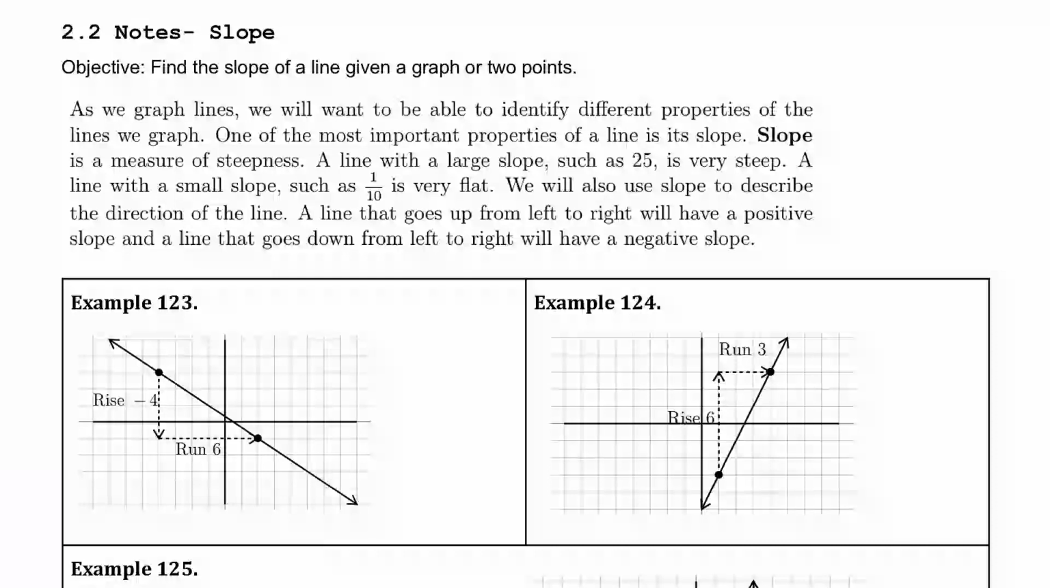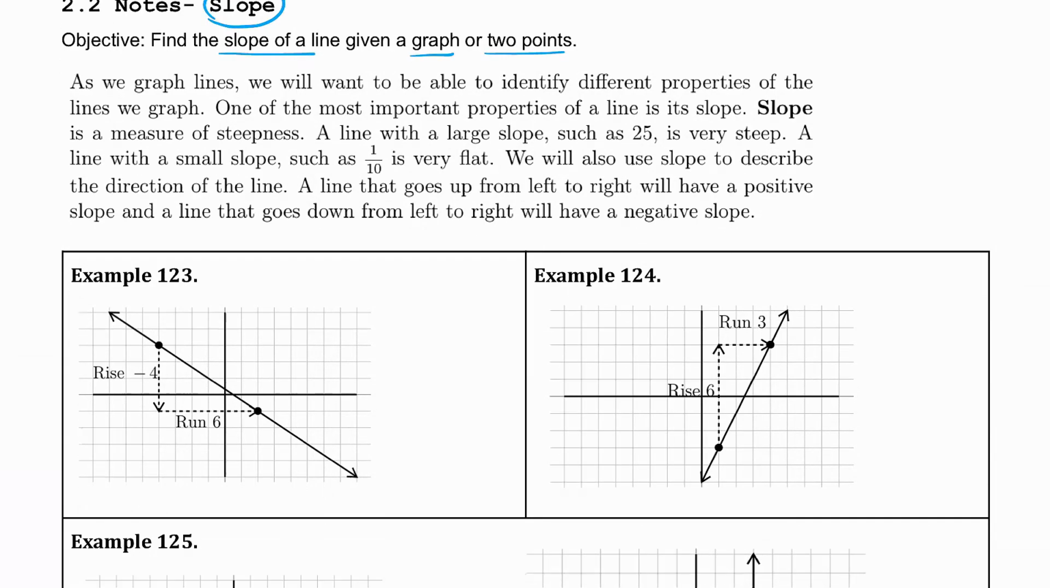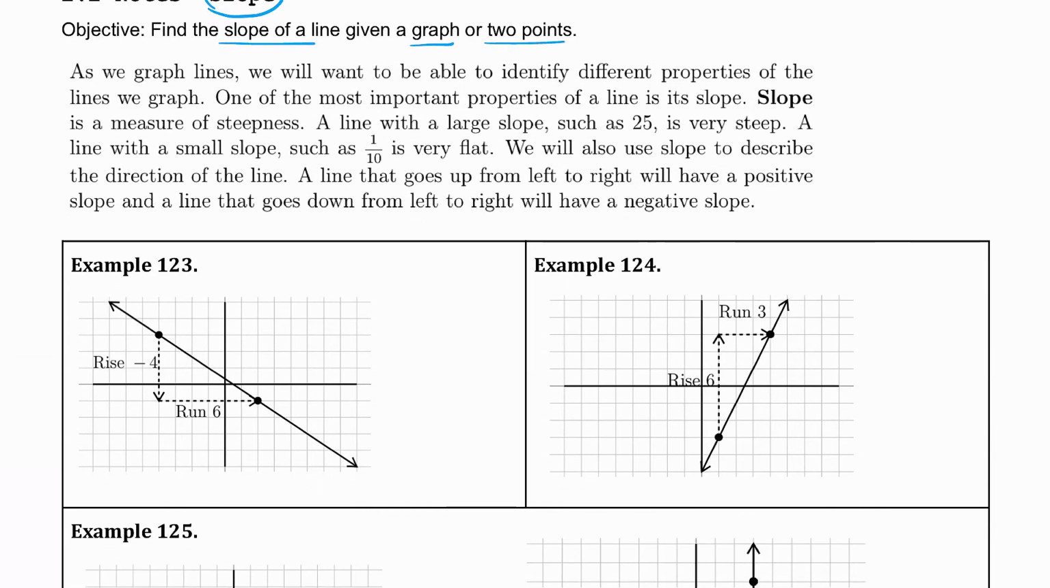As we're talking about linear equations or lines, one key aspect of those lines is the slope of the line. So in this video, we're going to be talking about how to find the slope of a line given a graph or given 2 points, two ordered pairs. Okay, so slope, basically, a quick definition of slope, it's the measure of the steepness.